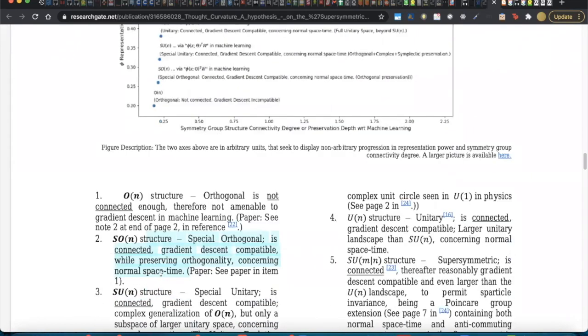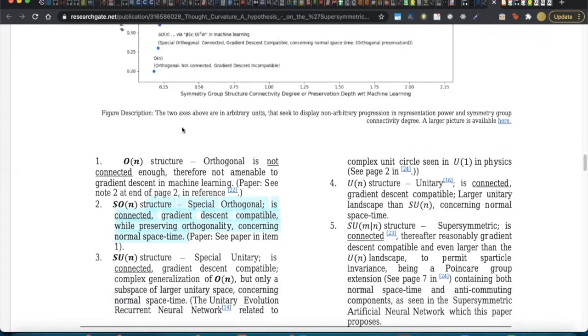No, I didn't hear that. I was asking you, what do you mean by symmetry group structure, connectivity degree? What does that mean? All those things you see here, O(N), SO(N), SU(N), they're all members of some symmetry group.